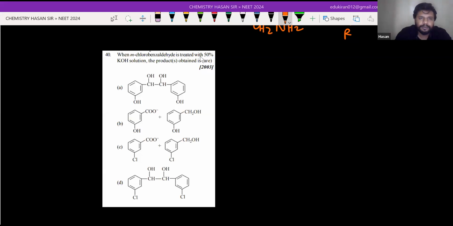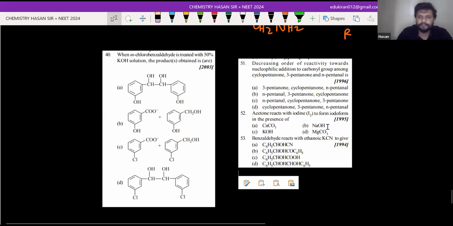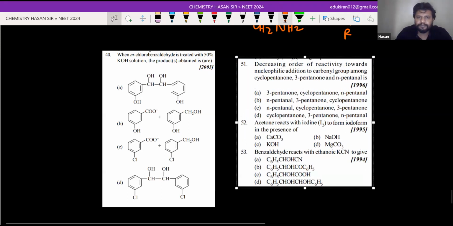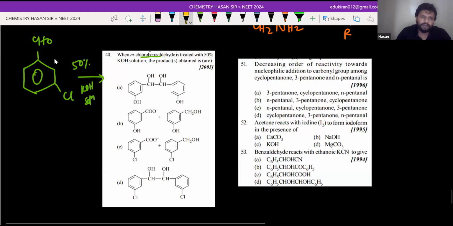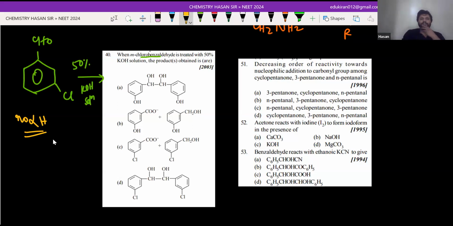Very good, Aisha. Rajita, can you recognize this reaction? See, Rajita, what you need to do? M-chlorobenzaldehyde. So you are going to write the structure first. Meta-chloro, right? So this is your benzaldehyde and meta-chloro. And it's treated with 50% KOH solution. The product is very simple. You can see there is no alpha hydrogen, and there is KOH. So this is your Cannizzaro reaction.